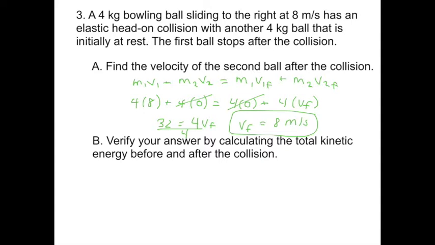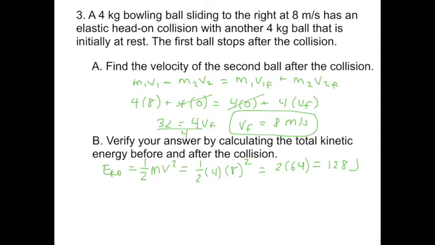Now, since we're looking at an elastic collision, we want to verify our answer by calculating the total kinetic energy before and after the collision, and we know that it should stay the same because the collision is elastic. So, we'll look at before the collision first, that's 1/2 mv squared. We have the first ball, which is 4 kilograms, and it's moving at 8 meters per second, so we're going to square that. We get 2 times 64, or 128 joules.